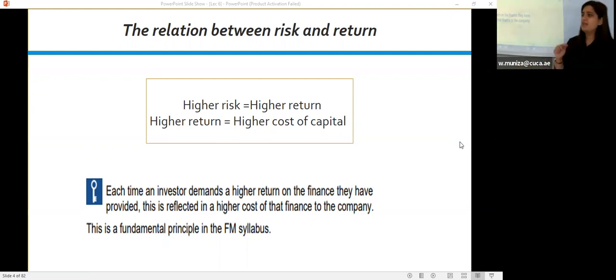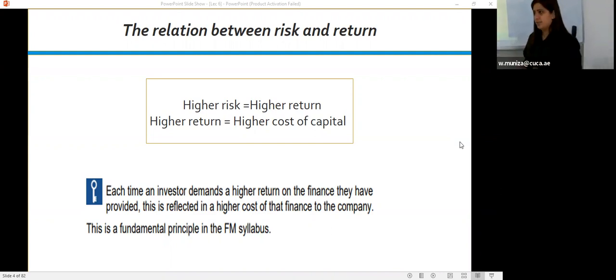That is why equity investors always take higher risks and require higher return from the company. And whoever requires higher return, the cost of capital for the company would become higher. So the higher the return, the higher the cost of capital for the company. This portion is regarding the cost of capital. They say each time an investor demands a higher return on the finance they have provided, this is reflected in the higher cost of that finance to the company.